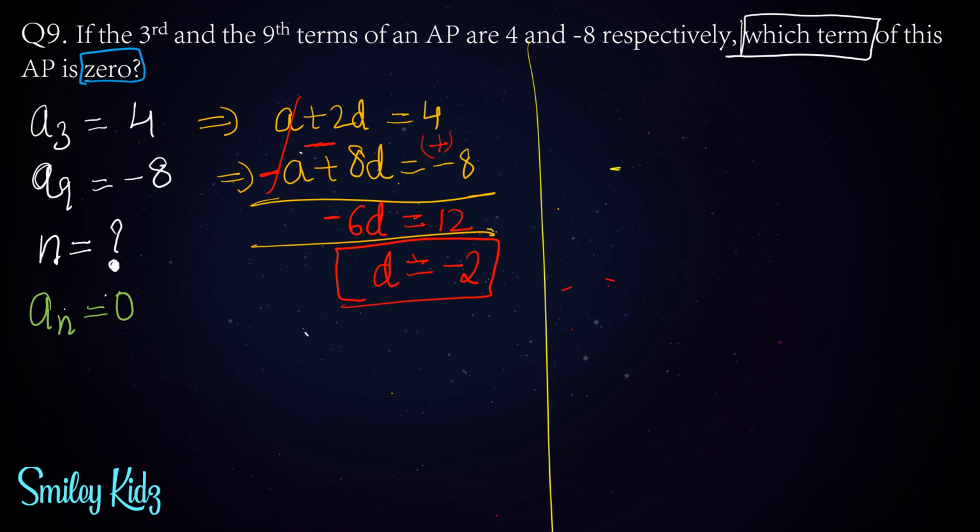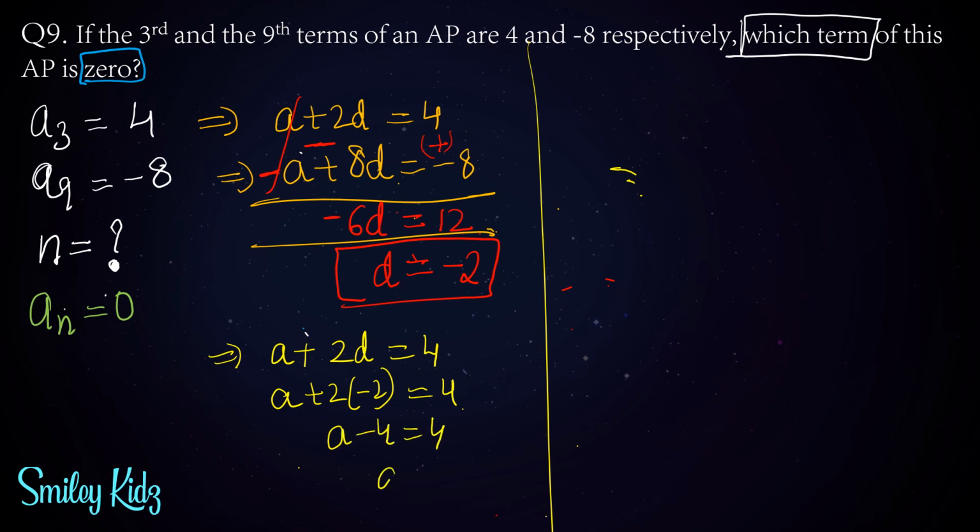Now when we know the value of D, it's easier for us to find out the value of A. We can just substitute it in any of the equations. So let's say I'm substituting in equation number 1. A plus 2D is equal to 4. A plus 2 into minus 2 is equal to 4. This is A minus 4 is equal to 4 and A turns out to be 8. Now, we know the first term. We know the common difference. We know an.